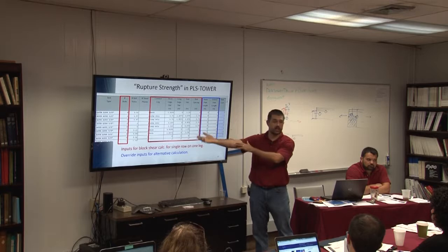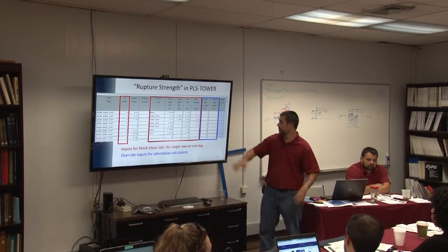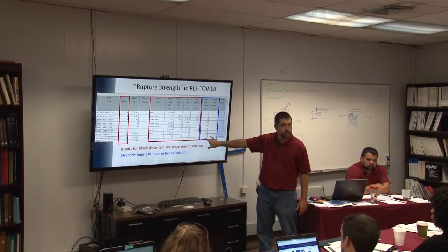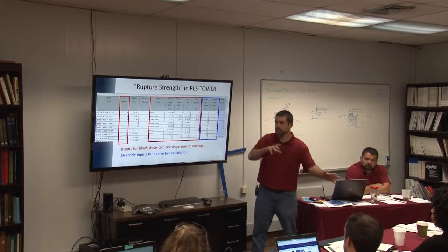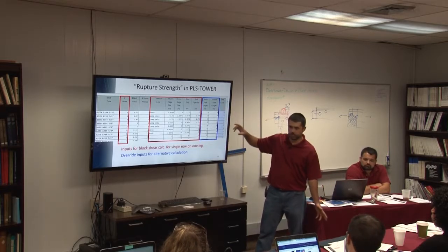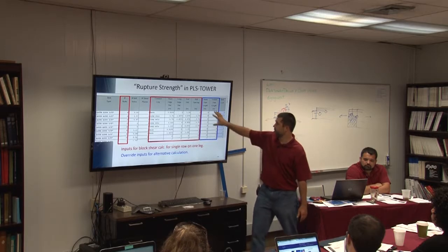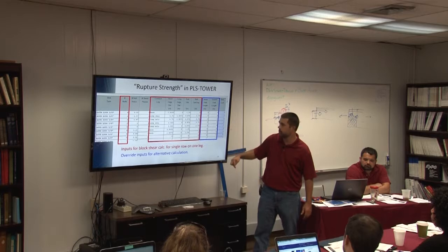So this is another instance, like net section, where you have to do a little bit of calcs outside of the program to get proper inputs so that it will do the block shear calc for you. This is not the best example, because I think the tower that I used to develop this screenshot was developed before these columns were added, so we don't have these values populated in this table.